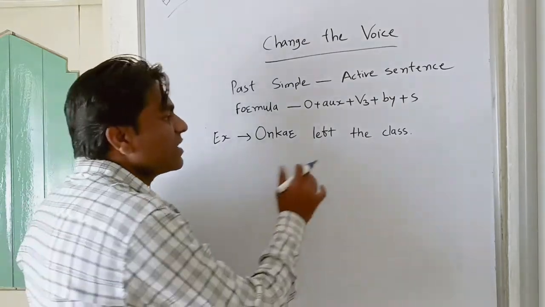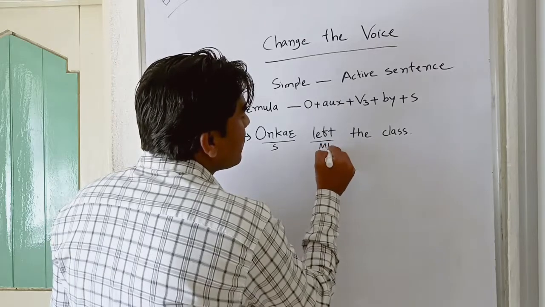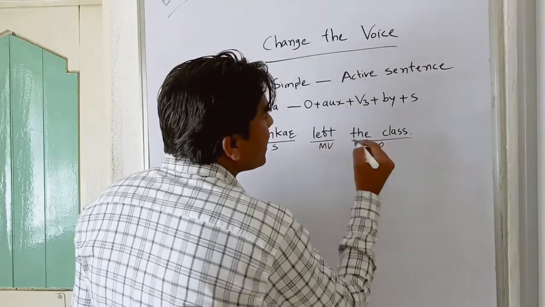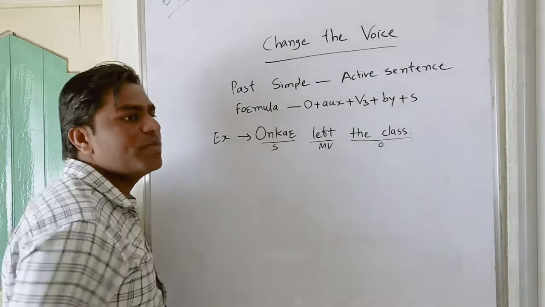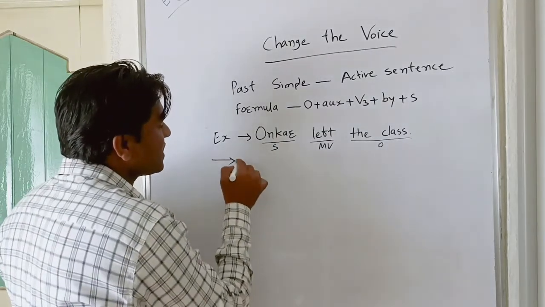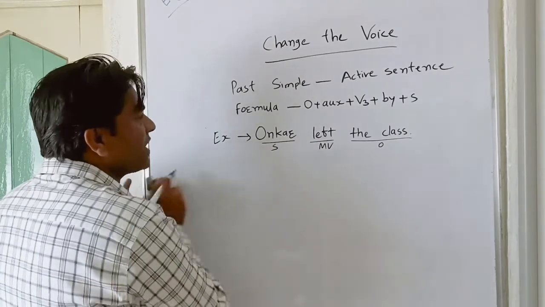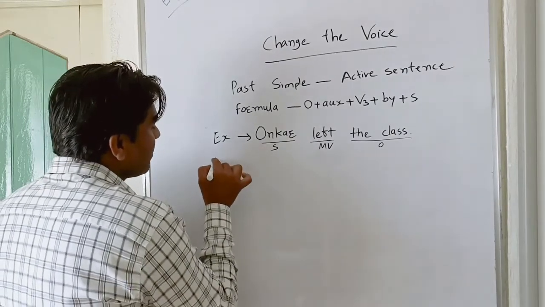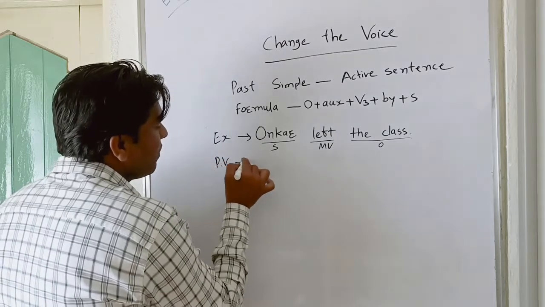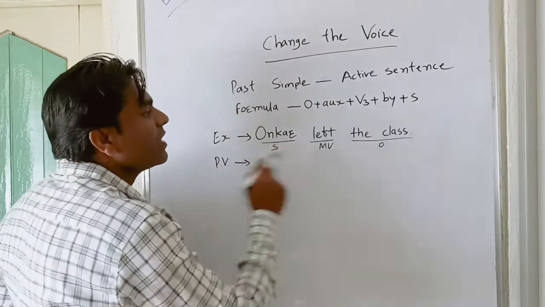Omkar left the class. So here is the subject, here is the main verb, and here is the object. Through the object we can make the passive sentence. I write here the short form of passive voice, PV. So, passive voice.